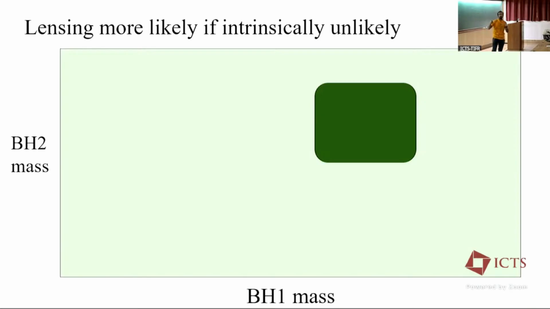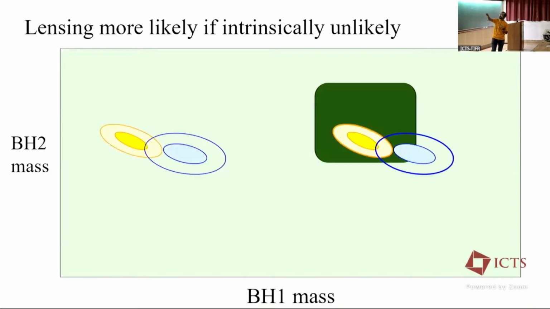Now consider what happens when you see two pairs here. They are both consistent, equally consistent, but this pair occurs in a region which is already very likely, versus this pair occurs in a region which is less likely to occur intrinsically. So this was already very likely and you found another one there. This was less likely and still you found another pair which was close to it. So this is far less likely to actually be unlensed.